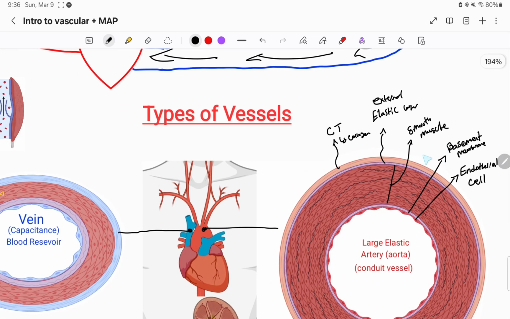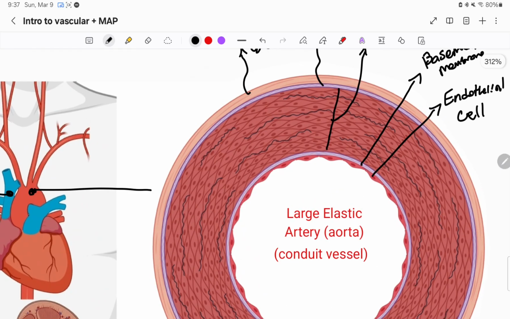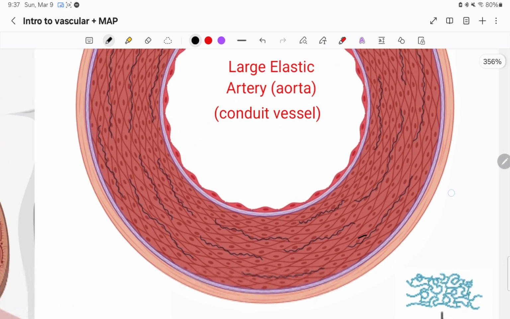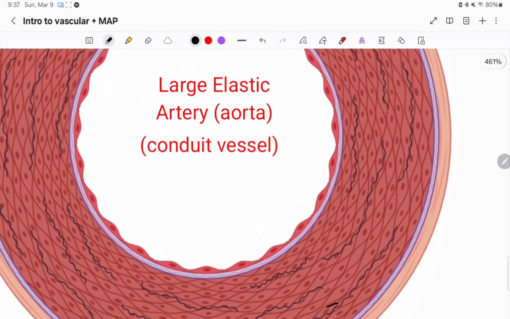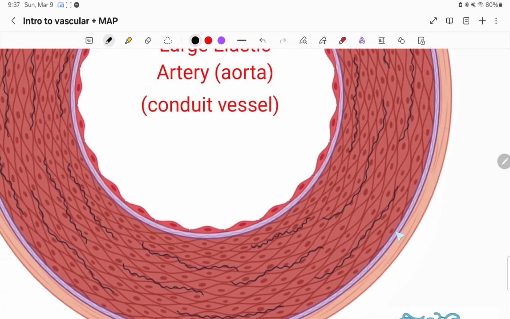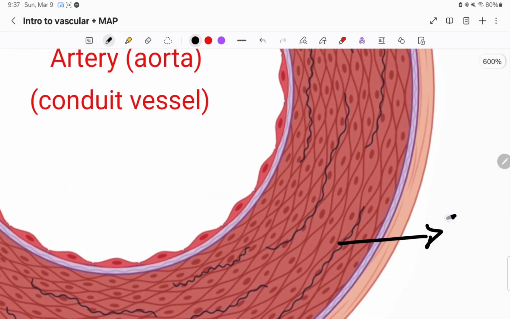Now, all of these layers, actually, you might be thinking, well, you said we have an external elastic layer. What about the internal? The internal elastic layer are all of these little spindly things, and they're studded in between the actual smooth muscle cells. So if I just pick on one of these guys here, I can say that this guy right here is an elastin fiber.